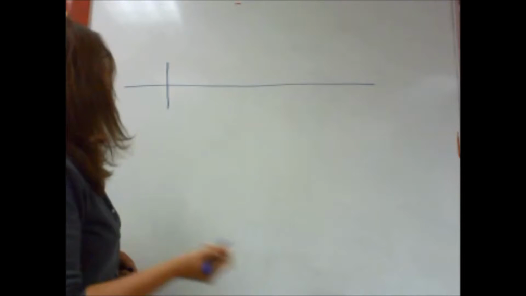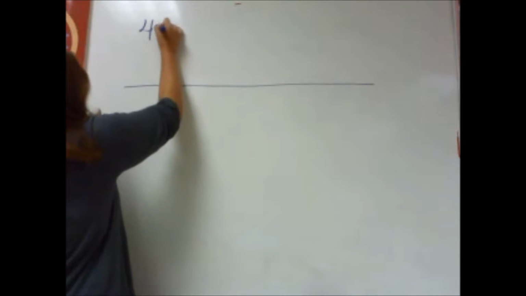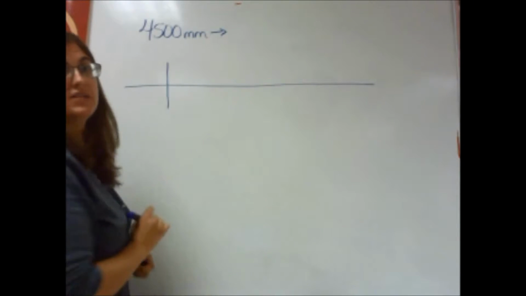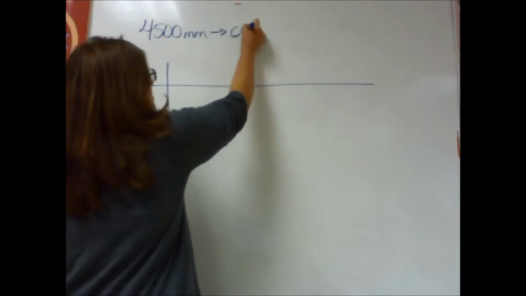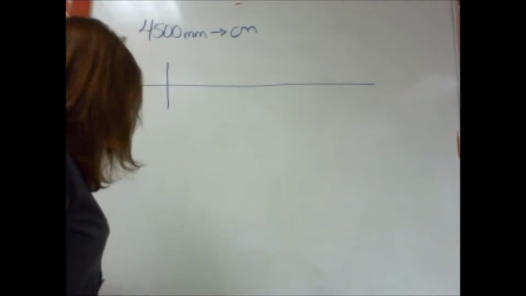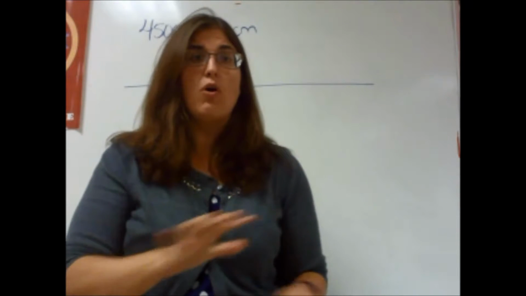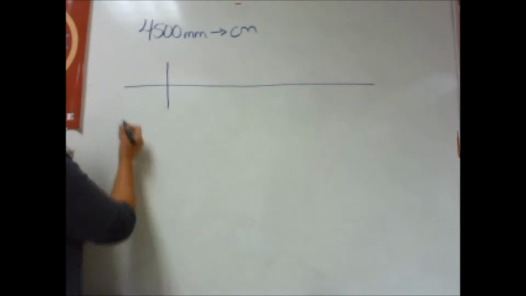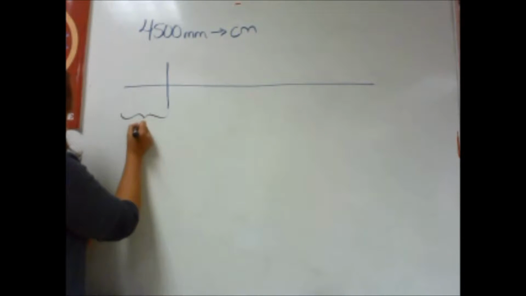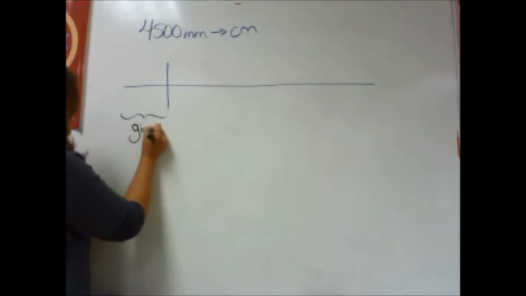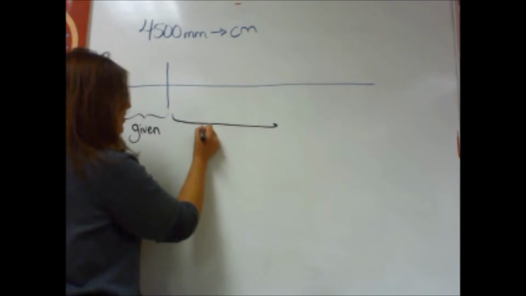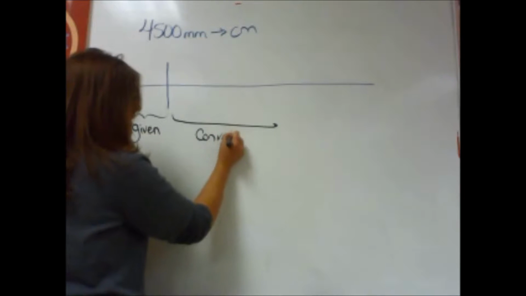So for example, let's say that we have 4,500 millimeters and we want to convert it to centimeters. Now, whenever we set this up, the setup is always the same, remember. So to the left of this T, this area is always going to be where we put our given. Anything to the right is going to be where we put what we call conversion factors.